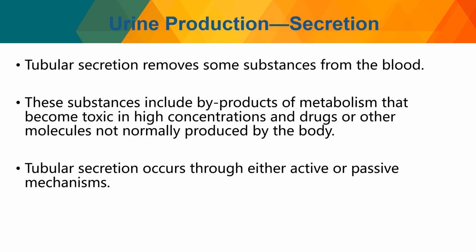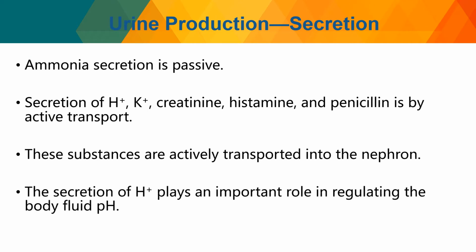For urine production and secretion, tubular secretion removes some substances from the blood. These substances include byproducts of metabolism that become toxic in high concentrations, and drugs or other molecules not normally produced by the body. Tubular secretion occurs through either active or passive mechanisms. In here, ammonia secretion is passive, and the secretion of hydrogen, potassium, creatinine, histamine, and penicillin is by active transport. These substances are actively transported into the nephron, and the secretion of hydrogen plays an important role in regulating the body fluid pH.